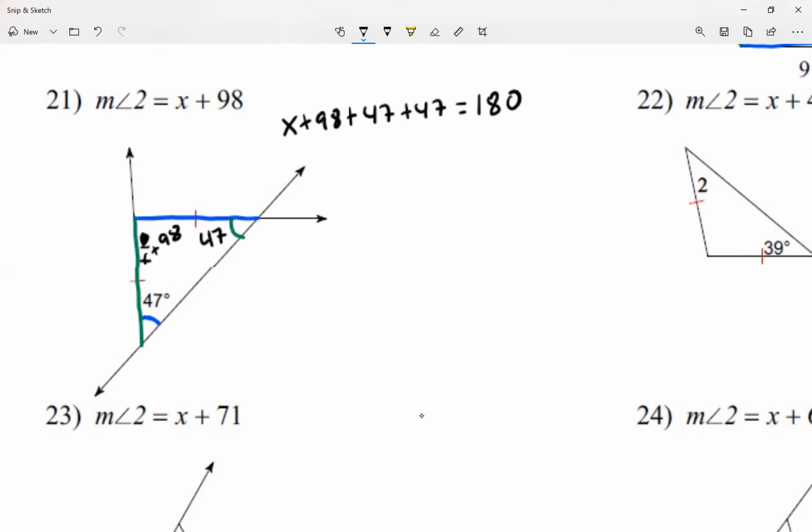All right, I can solve for x. Separate them through the equal sign. Letter-wise, I just have an x. Number-wise, 98 plus 47 plus 47, I know that's 192.